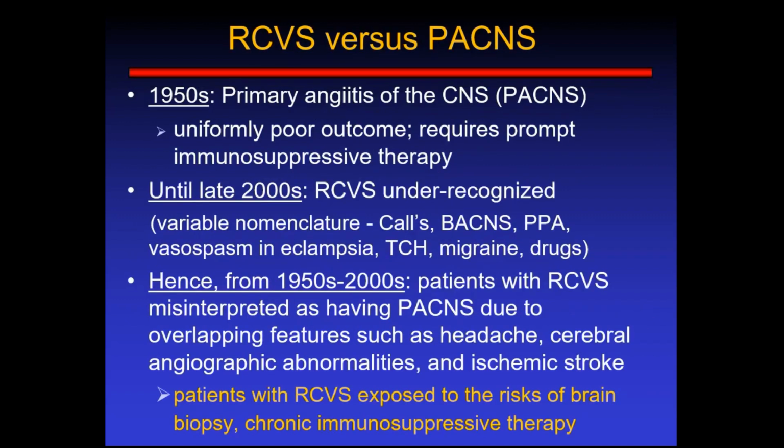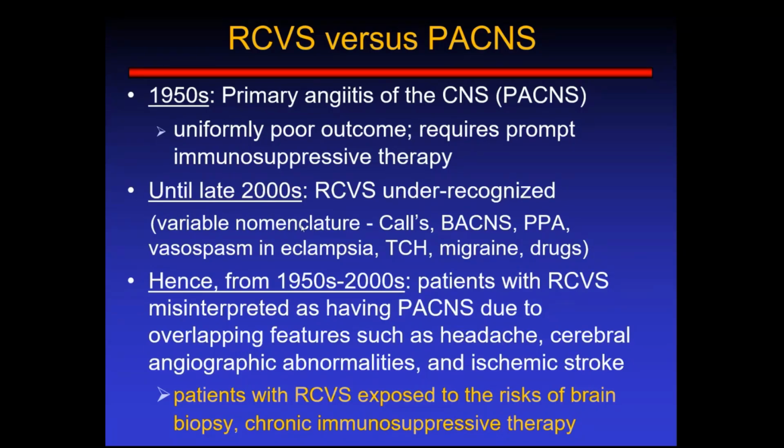Now, the issue with this overlap dates back to the 50s when PSCNS was first described. The world over, we thought that it's a uniformly progressive condition. Patients are going to end up doing very badly. And then, because of this fear of missing vasculitis and delaying the diagnosis, physicians started taking shortcuts. They started making the diagnosis solely on basis of clinical features and an abnormal angiogram.